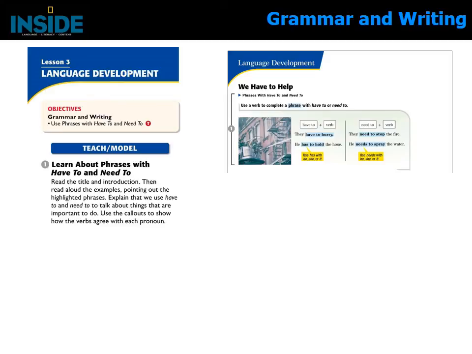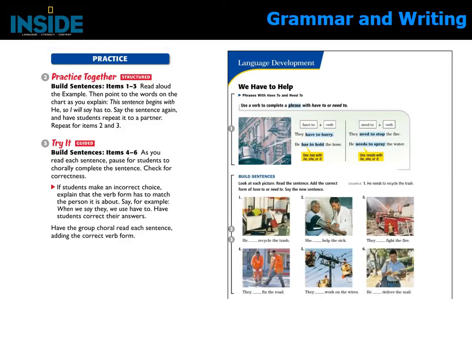As I said before, you'll begin by teaching students about the grammar skill, in this case using phrases with have to and need to. Then, using the examples and callouts provided, you model how these phrases work. Now it's time to practice together by building sentences using the images and sentence frames provided. Once you've completed the first few together, move into guided practice by having students chorally complete the sentence.